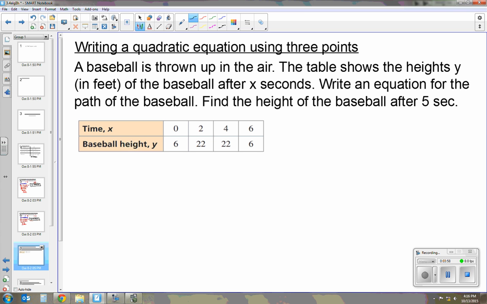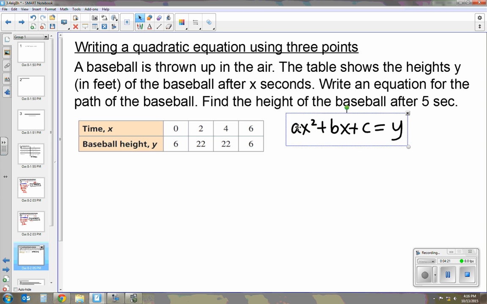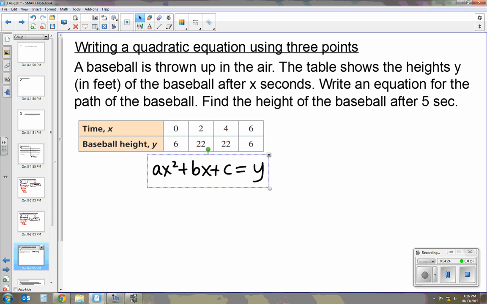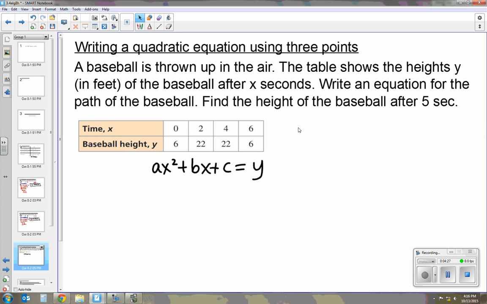So what we're going to do is write an equation. And we are going to use standard form for this one, which is ax squared plus bx plus c equals y. And I'm going to show you why I put the y at the very end. Okay, so let me select this whole thing and move it over here. I'm going to pick 3 points. I'm going to use the points (0, 6), (2, 22), and (4, 22). And when I have 3 points, they're always the x and the y.